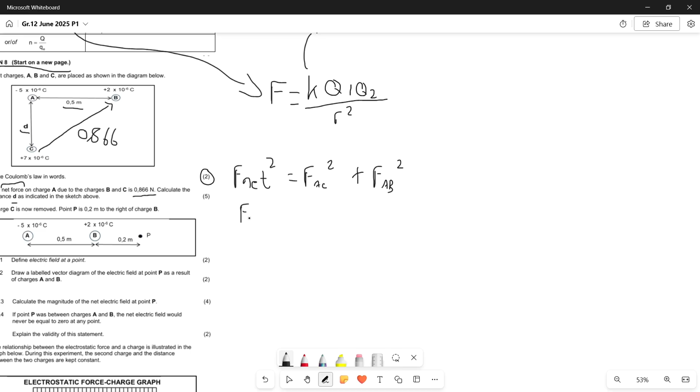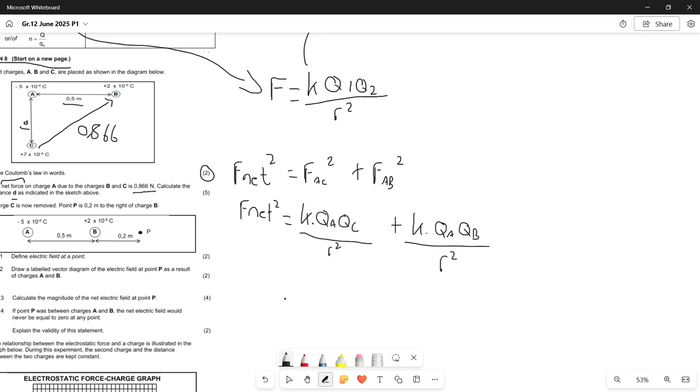So we still have our F net squared, and then what we need to do is plug in these symbols here. K remains the same, and then for A and C we have QA over here, and then we have QC over there, and then this is over R squared. Then we're going to add the same thing. We have K here, we have our Q of A, and we have our Q of B, and then this is also over R squared.